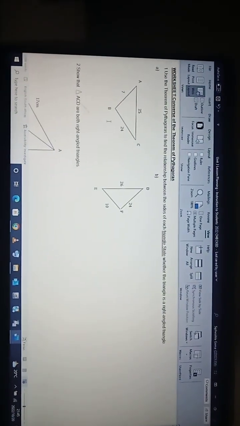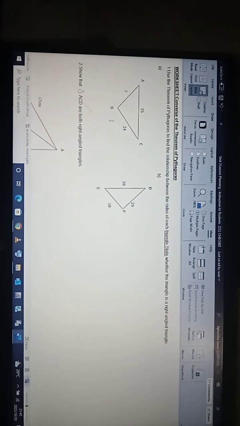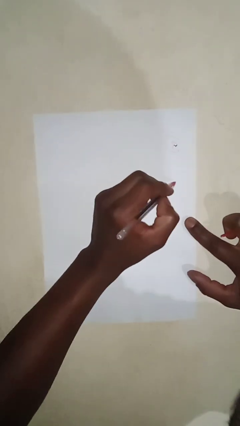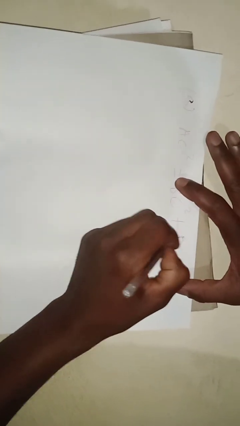I'm just going to try to write here, just to prove if this is a right angle triangle or not. I'm just going to be quick. Okay, now first we'll have to substitute our formula. We'll just do A first. We have ACB. We'll take AC as our longest side. AC squared is equal to BC squared plus AB squared. So now we have to substitute. AC is going to be 25 squared.